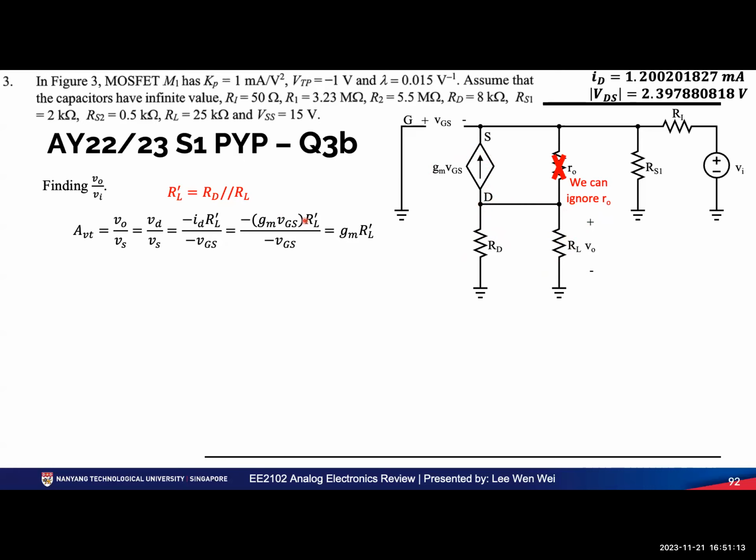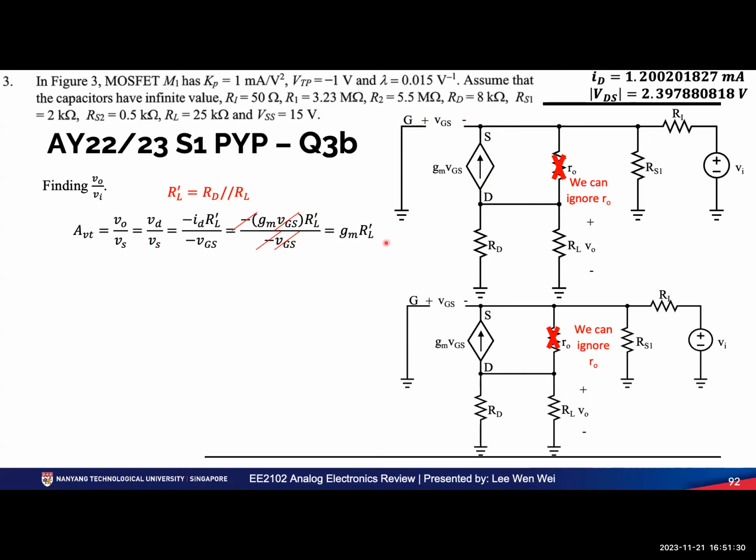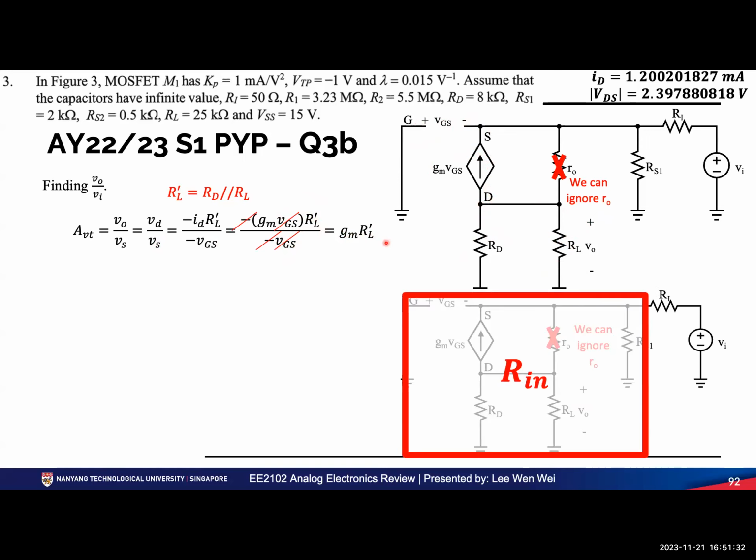So on top is GM VGS multiplied by this over negative VGS, because VS is actually negative VGS. Correct. I can cancel out the VGS term. Then it becomes GM RL prime. Then I redraw the circuit again. Basically, this whole thing is R in.